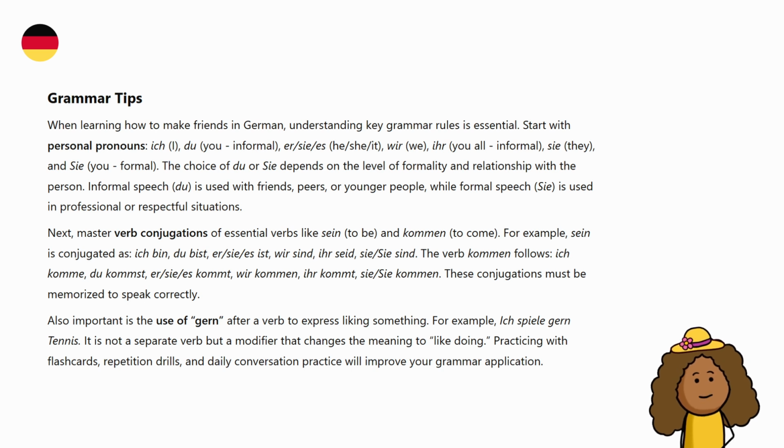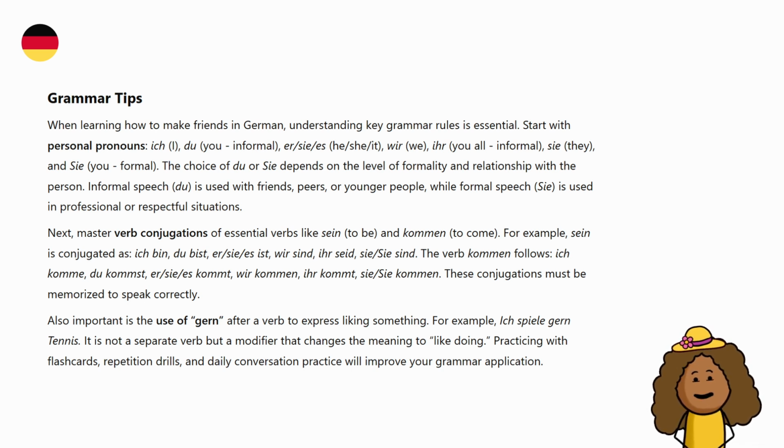respectful situations. Next, master verb conjugations of essential verbs like sein, to be, and kommen. For example, sein is conjugated as ich bin, du bist, er, sie, es ist, wir sind, ihr seid, sie sind. The verb kommen follows ich komme, du kommst, er, sie, es kommt, wir kommen, ihr kommt, sie kommen. These conjugations must be memorized to speak correctly.